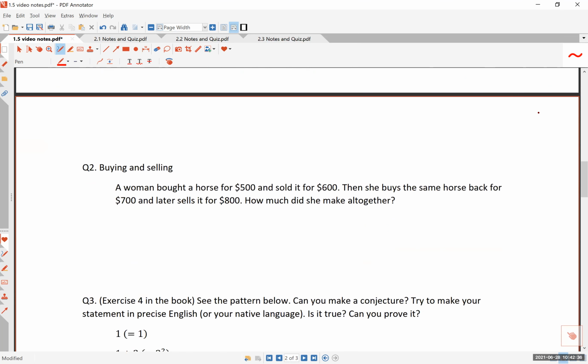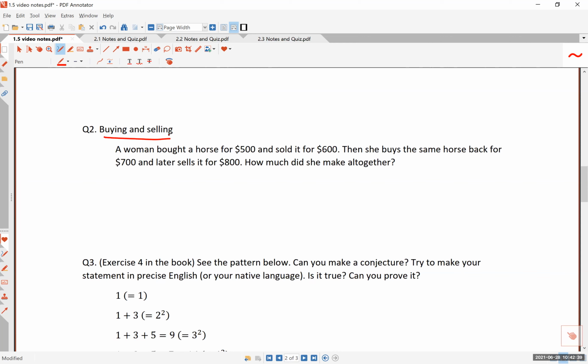Okay, all right, let's go to number 2. The second question has to do with buying and selling. A woman bought a horse. She's a horse person. You probably know these people. I have certainly known many people who love horses. And so here's a horse person who bought the horse for $500, but later she sold the horse for $600. Then she decided, because she misses the horse so much, she buys the same horse back for $700, but then later sells the horse for $800. The question is, how much does she make all together?